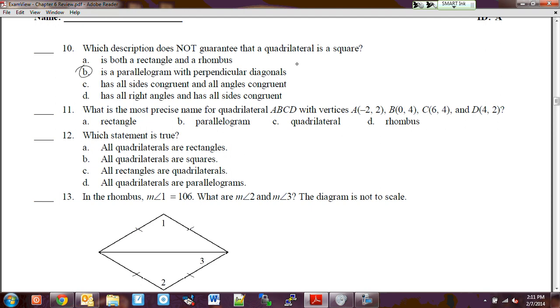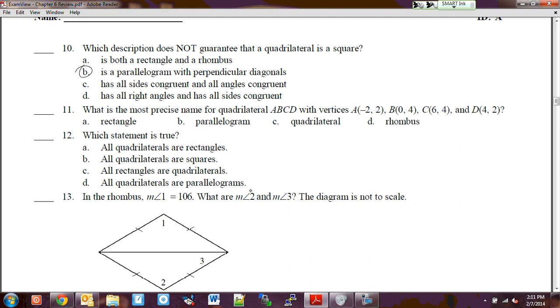Because remember, a rhombus has perpendicular diagonals. Yes, a square does have perpendicular diagonals, but only because it's part of the rhombus family. So just because it has perpendicular diagonals does not guarantee it's going to be a square.